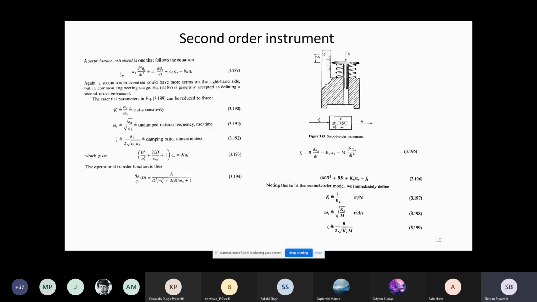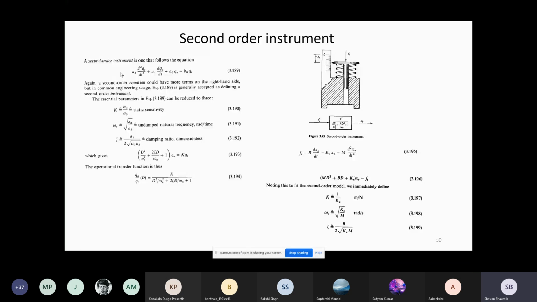The operational transfer function is thus q0 by qi equals k by s square by omega n square plus 2 zeta s by omega n plus 1. More frequently, we write k into omega n square divided by s square plus 2 zeta omega n s plus omega n square, if we multiply both numerator and denominator by omega n square. This is a very standard way of writing a second order transfer function. Whenever you get a second order transfer function, you write it in this standard way.